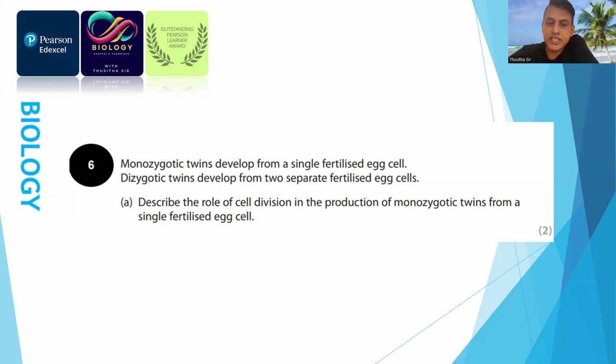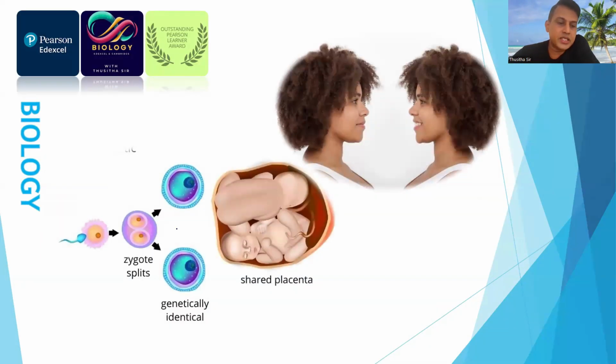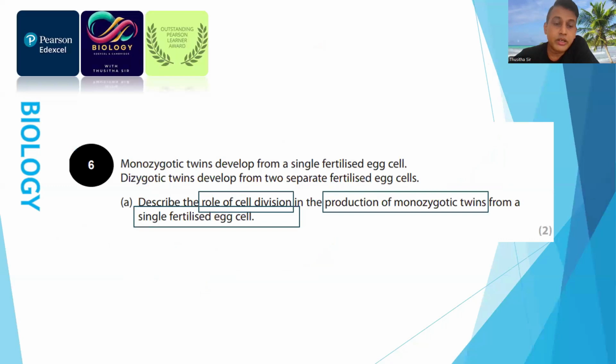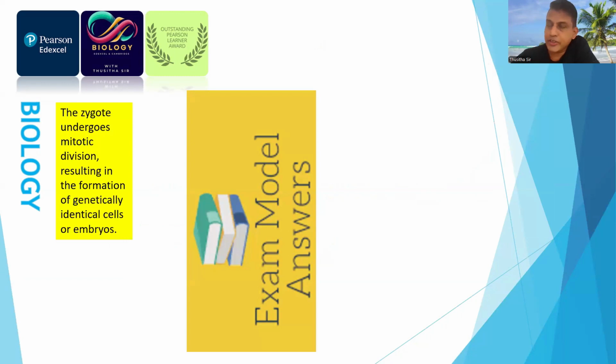Describe the role of cell division in the production of monozygotic twins from a single fertilized egg. So you can see after fertilization, the zygote divides into two cells, and if the two cells separate, they share the same placenta and develop into identical twins. This question is asking what is the role of cell division. So the zygote undergoes mitotic divisions, resulting in the formation of genetically identical cells. Mitosis produces genetically identical cells.